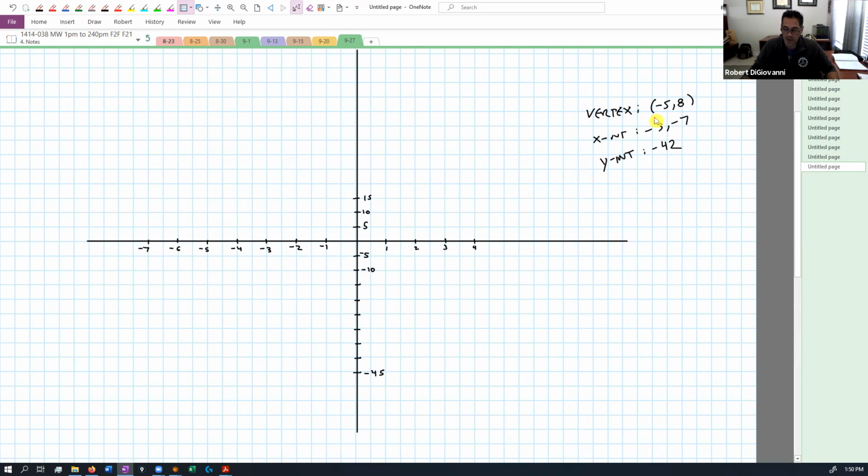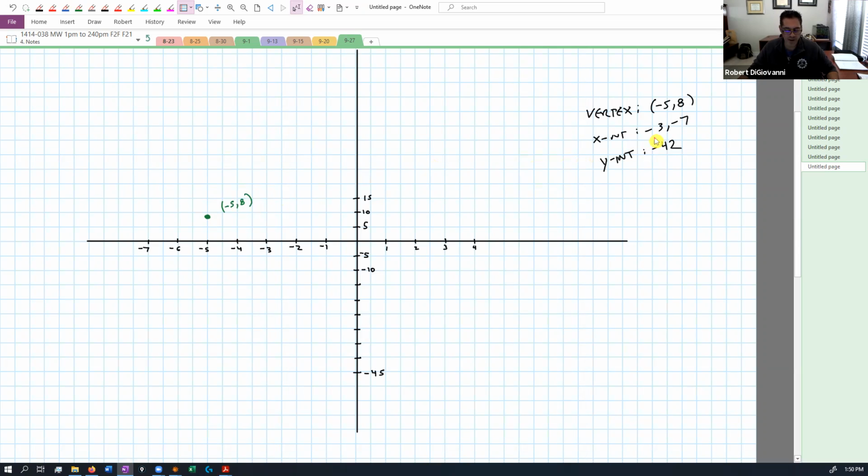All right, I'm going to start with my vertex. To the left 5, up 8. So 1, 2, 3, 4, 5, up 8. Be careful here. 8 is going to be about here. Again, no man on the moon here. This is just ballpark, right? Good enough. That's my vertex. Let me go ahead and label it. This is -5, 8.